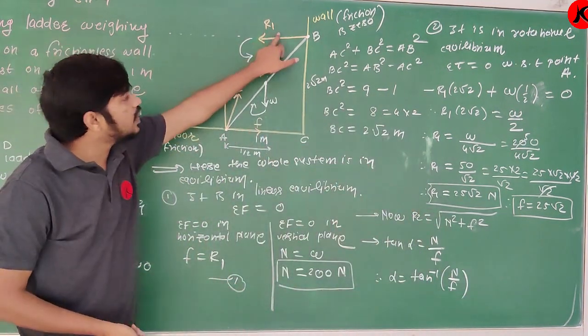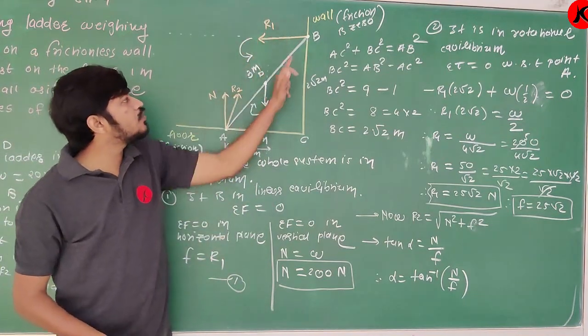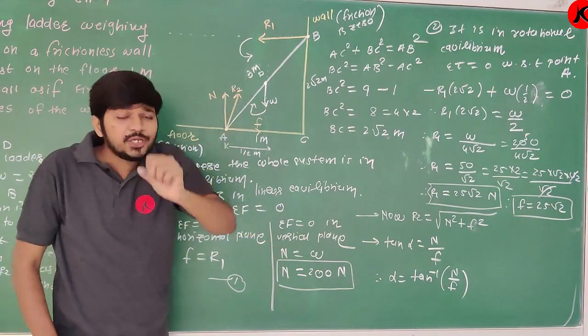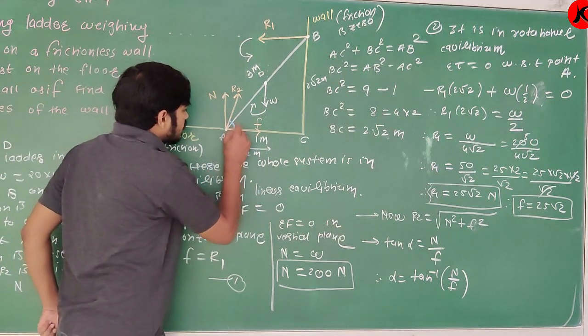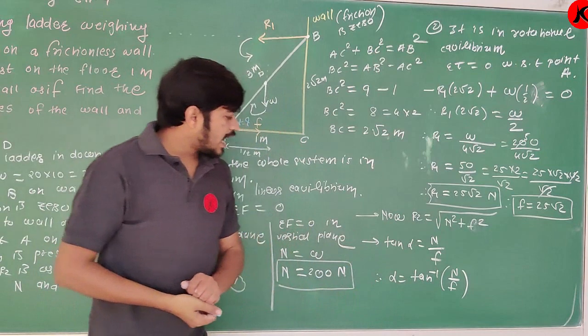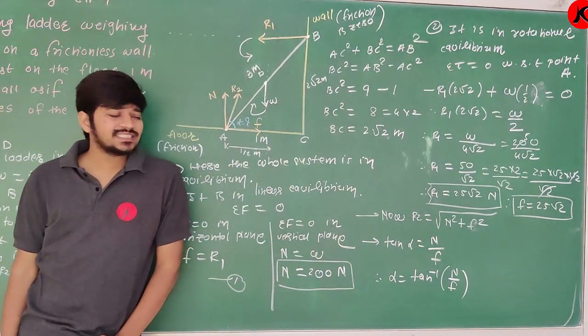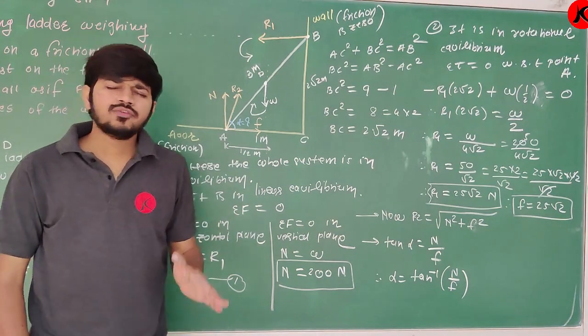See, the reaction R1 is easy: it is perpendicular to the wall. But this R2 is not perpendicular to the wall. So what is this angle? This angle is alpha, and that angle alpha you have to find. Alpha is equal to tan inverse N upon F. Clear? So again, the method of the question is easy.